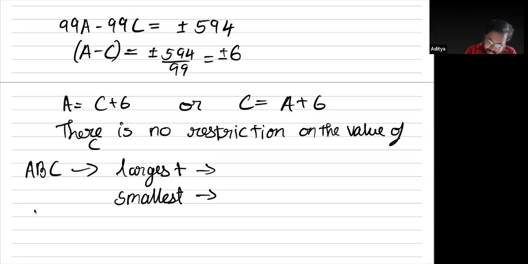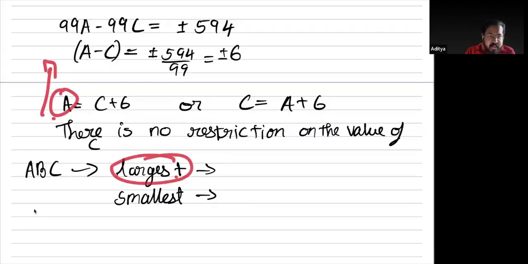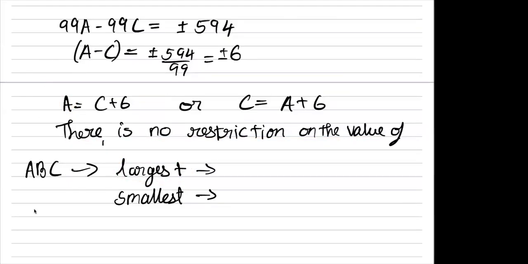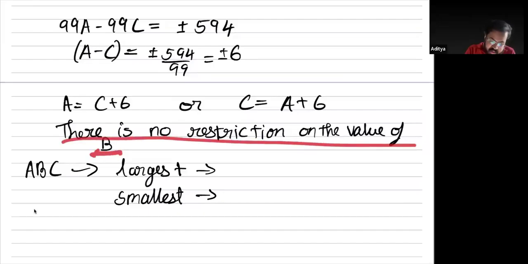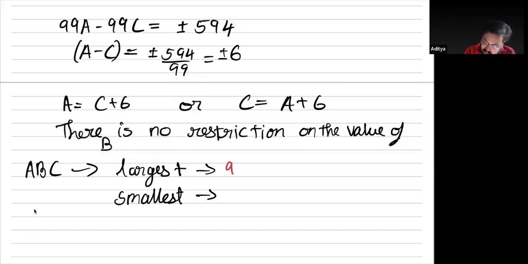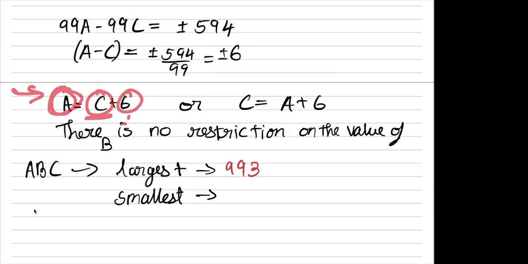Okay, so for the largest, you want to keep A as large as possible and keep B as large as possible also. There is no restriction on the value of B, not C. Yeah, there is no restriction on the value of B. The largest will be 993, because you can then write A is C plus 6, and if A is 9, then C is 3 automatically.